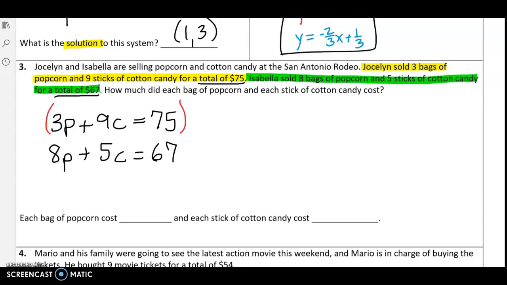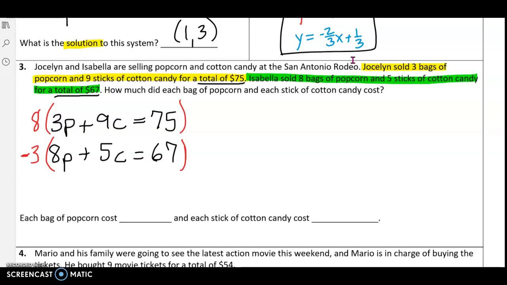The coefficient of the bottom p is 8, so I'm going to multiply the top by 8. And the coefficient of the top p is 3, so I'm going to multiply the bottom one by 3. And one of them has to be negative, so pick one to be negative. So we actually, in this case, have to multiply both equations by a number. So let's see what we get.